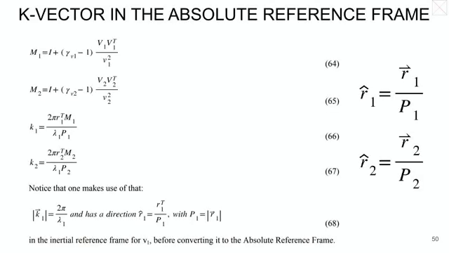Here we have the simple algebra that relates k-vectors in different reference frames. Equation 68 shows the simplicity of the k-vector in its moving reference frame. It will appear deformed in the absolute reference frame.